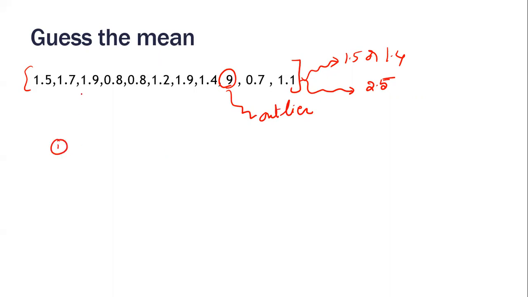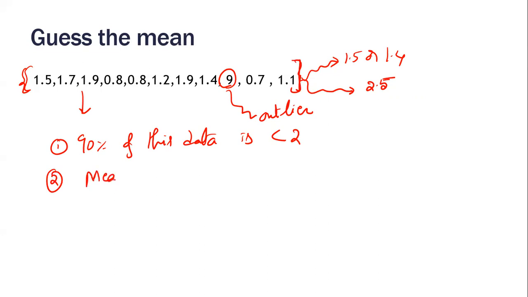Statement number 1: in this data, 90% of the data is less than 2. Is that a right statement? Yes, sir. Statement number 2: the mean is 2.5. Is that a right statement? When I calculate the mean, I got 2.5.